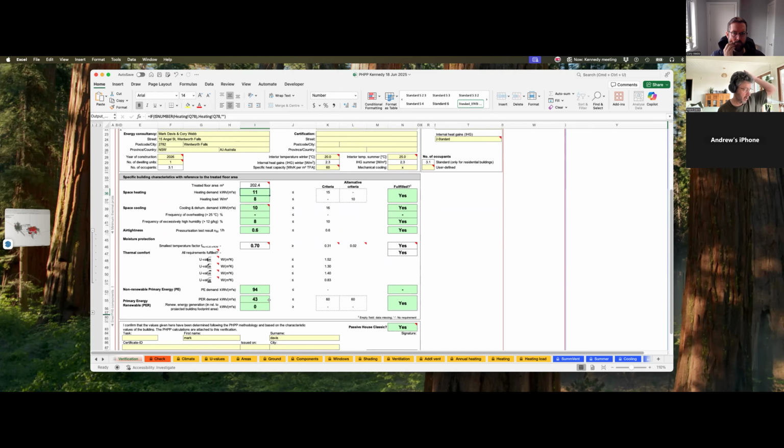And our PER, which is primary energy renewable, is a bit of a complex thing. In short, it relates to the amount of energy generated in terms of renewable generation to drive your house. I haven't put any solar on at this point in time. When we put solar on, that number will go down. So that's excluding solar.